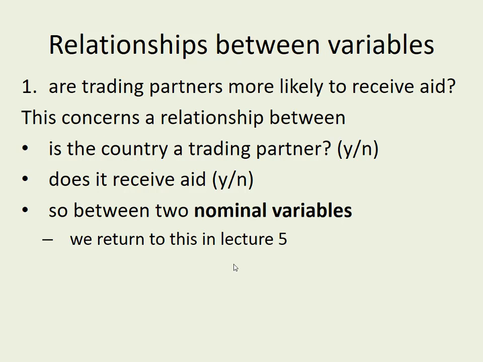When we have two nominal variables, for example, the relationship between: is a country a trading partner, so that's a nominal thing, that's a yes or a no category. And does it get aid from the other country, yes or no? So you've got two categorical or nominal variables. If you're looking for some kind of relationship between those, there are particular tests, particular ways you can set that out. We look at that in lecture 5. Tests for that.